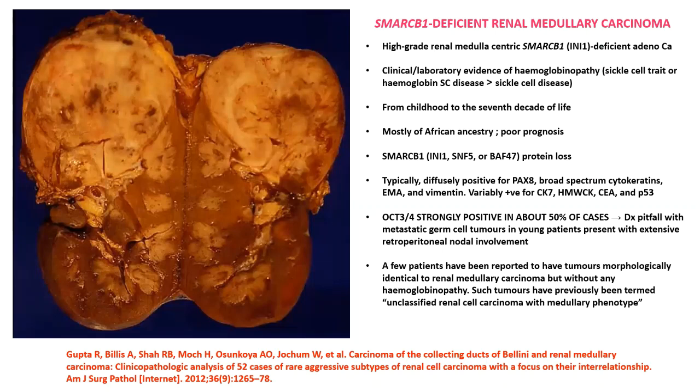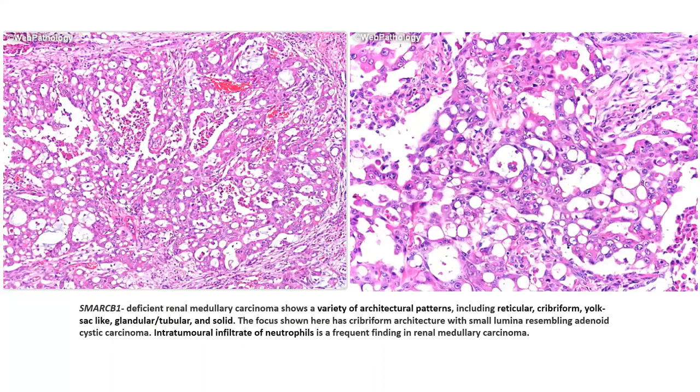You could also get it in the case of a collecting duct carcinoma or a high-grade urothelial carcinoma of the pelvicalyceal system. Like I said, the architecture is mostly a reticular microcystic kind of architecture, which can mimic that of a yolk sac tumor. You could also have pure glands or a solid kind of appearance.